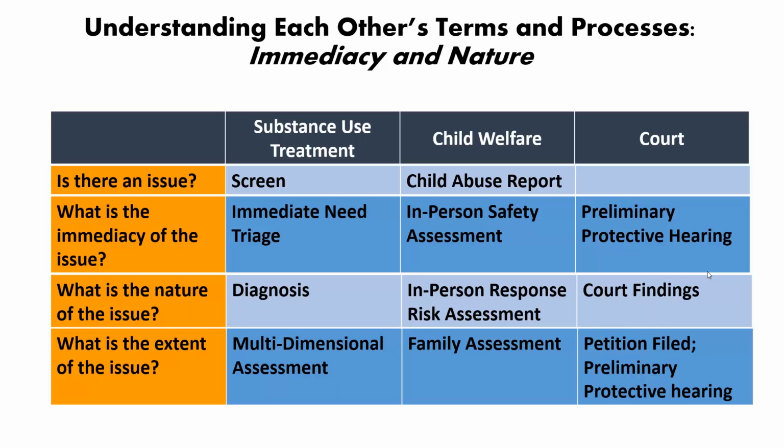What we're asking you to do is to understand what that system looks like in your community, working together across these three primary systems, understand what they call it, what's the terminology, what's the process, and then importantly, what does child welfare and the court need to know from the substance abuse treatment agency, and vice versa? What does the treatment agency need to know from child welfare and from the court that have these processes in place?